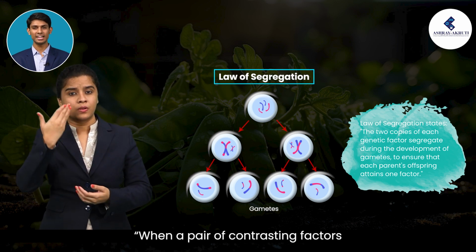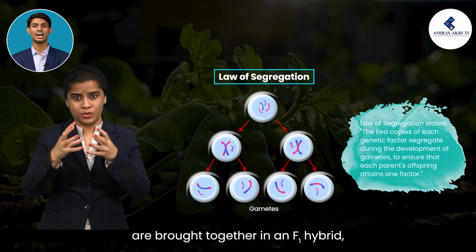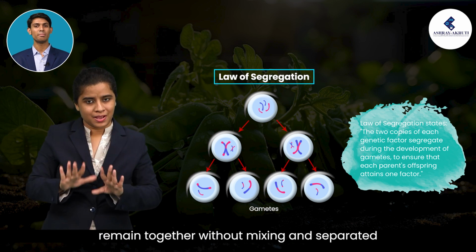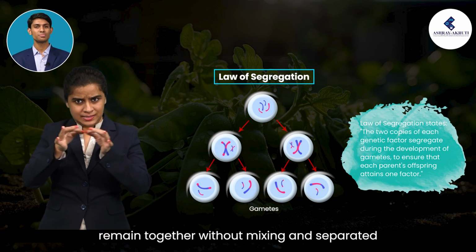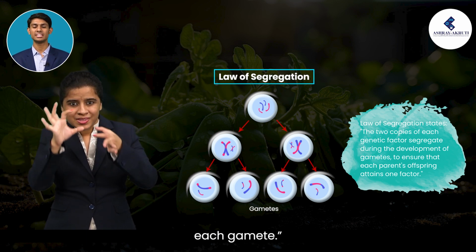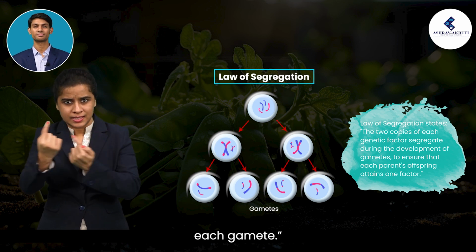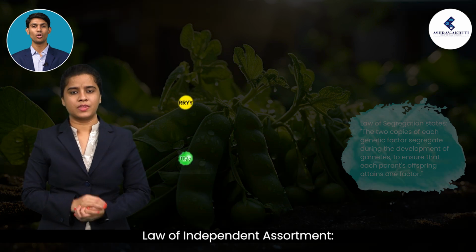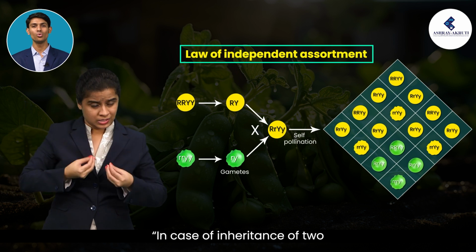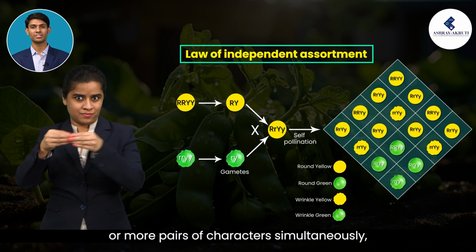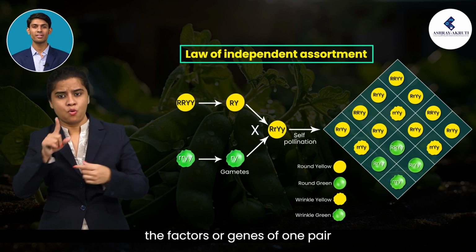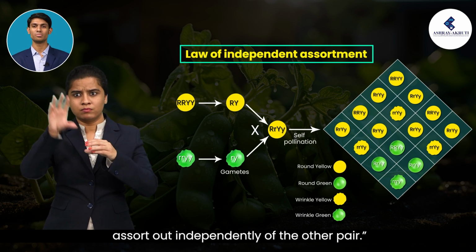Law of segregation or law of purity of gametes. When a pair of contrasting factors are brought together in an F1 hybrid, the two factors of the allelic pair remain together without mixing and separate during gamete formation, so that only one factor enters each gamete. Law of independent assortment. In case of inheritance of two or more pairs of characters simultaneously, the factors or genes of one pair are sorted out independently of the other pair.